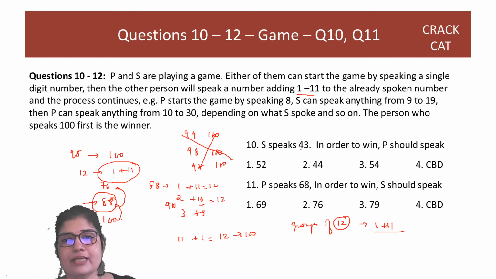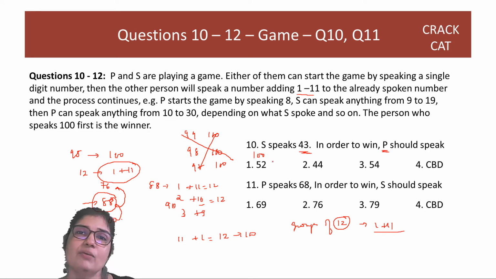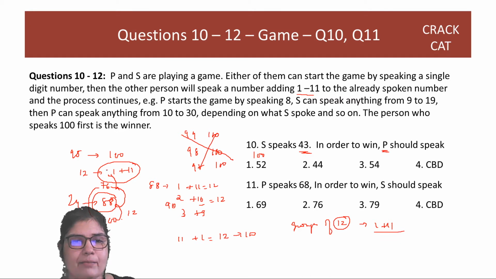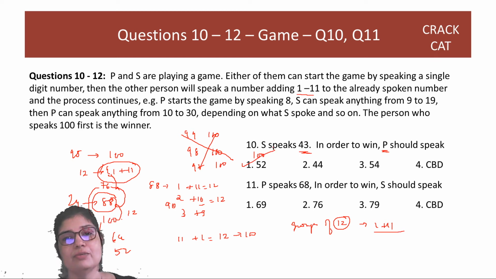Okay, so S speaks 43. In order to win, P should speak what? Whatever P speaks, from that number to 100, there should be a difference of a multiple of 12, right? Here there is a difference of 12, here a difference of 24. If I want to go one step back, 64. Between 64 and 100 there's a difference of 36. And if I go one more back, I'm at 52. So for P to win, P should say 52. Then only the difference between 52 and 100 is a multiple of 12.